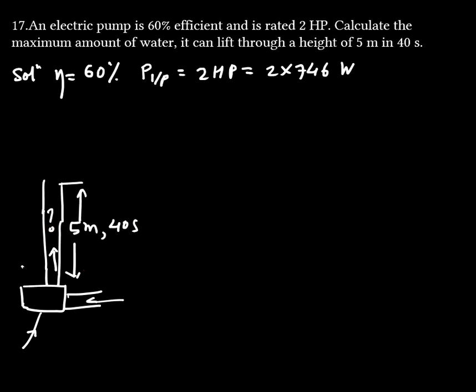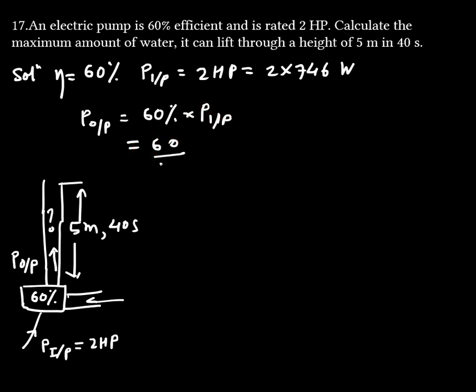For that, what we require is called the power output. Now this pump is taking in 2 horsepower, and because the efficiency is 60%, the power output of the pump is 60% of what it consumes, that is the power input. So therefore the power output will be 60 upon 100 into 2 horsepower, that is 2 into 746 watt. So this is the power that the pump has to lift the water.